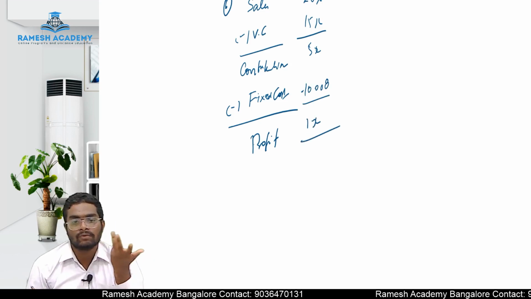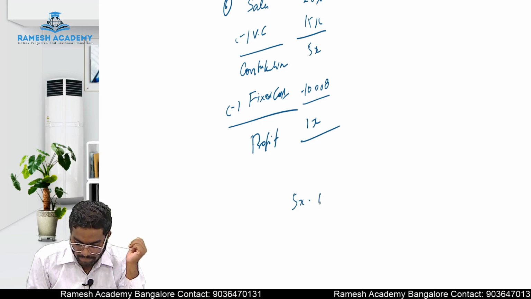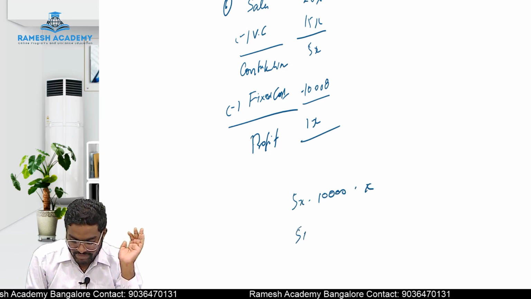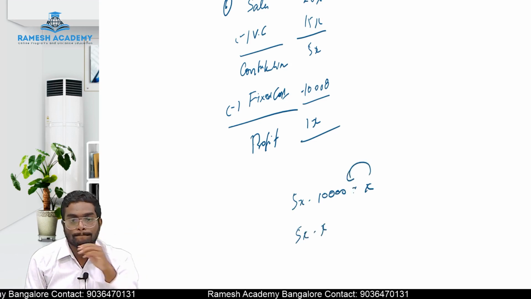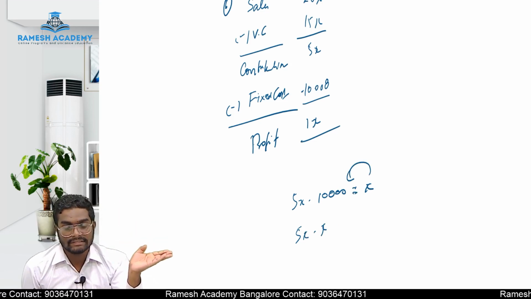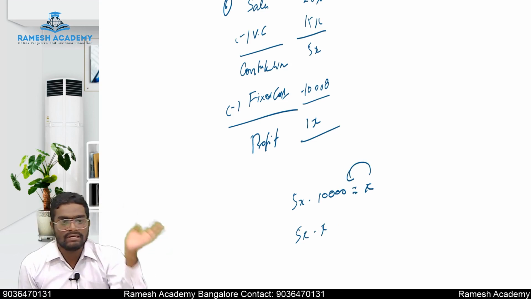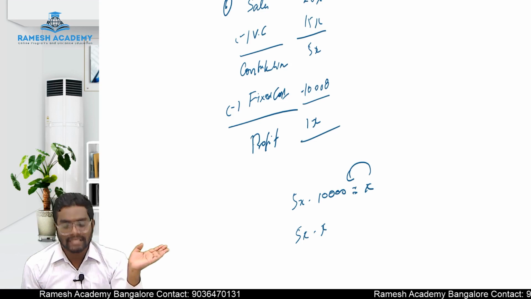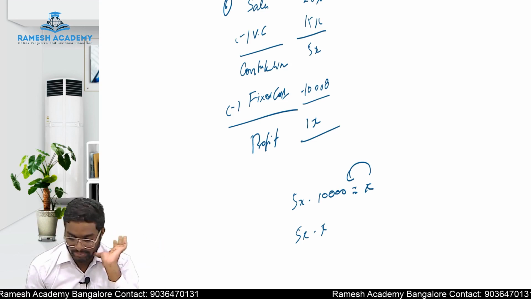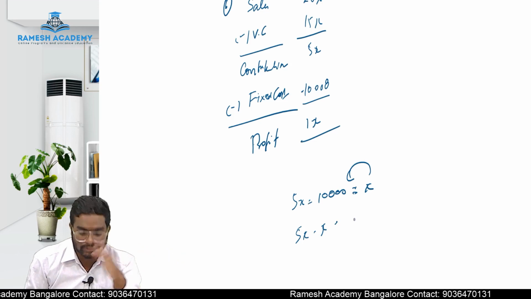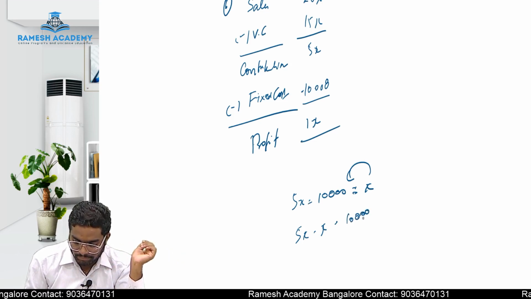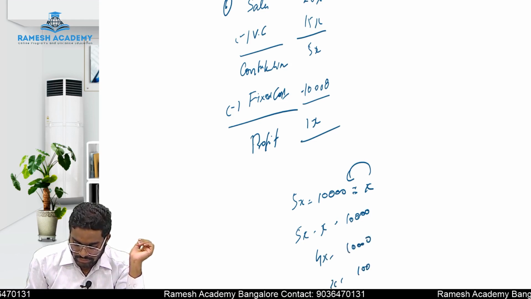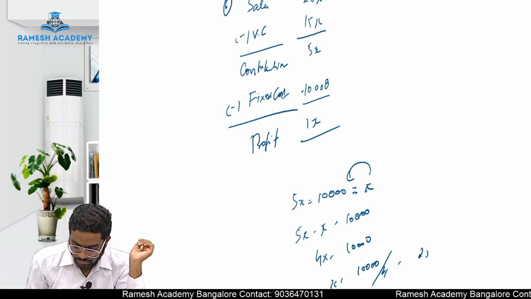1X or X, both are same. Now we have to solve this equation. 5X minus 10,000 is equal to X. If I transfer X this side, it will be 5X minus X. If something is on the right hand side and it goes to the left hand side, the sign changes. If it is positive on the right hand side, it will become negative on the left hand side. This is basic mathematics. So here it is minus 10,000. When it goes to RHS, it will be plus 10,000. So 4X is equal to 10,000. So X is equal to 10,000 divided by 4, which is 2,500.